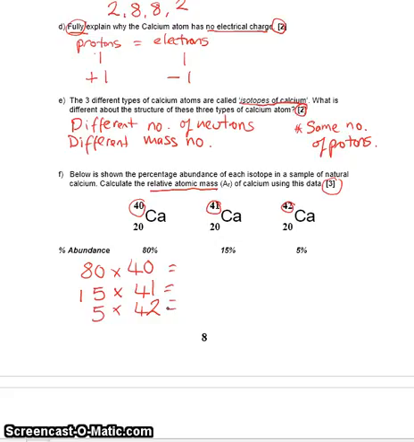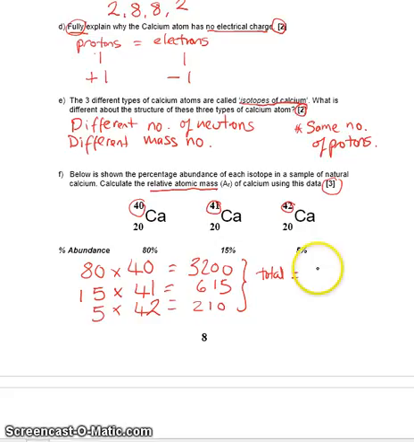Okay, so on my calculator, 80 times 40 is 3,200. 15 times 41 is 615. And 5 times 42 is 210. Now you want to find out the total mass of those atoms together. So if you add all of those together, your total is 4,025.